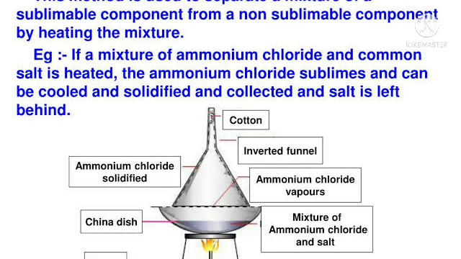If a mixture of ammonium chloride and common salt is heated, the ammonium chloride sublimes, meaning the ammonium chloride will change into vapor from the solid state, and it will settle down near the inverted funnel, and common salt will be left behind in the china dish. So you can see here, by this process we can separate the ammonium chloride from the salt. This is a type of sublimation, and with the help of the sublimation process, ammonium chloride is separated out from the mixture of ammonium chloride and salt.